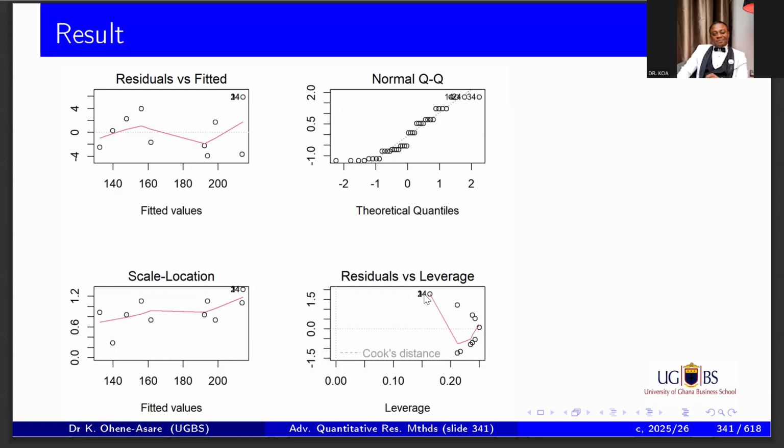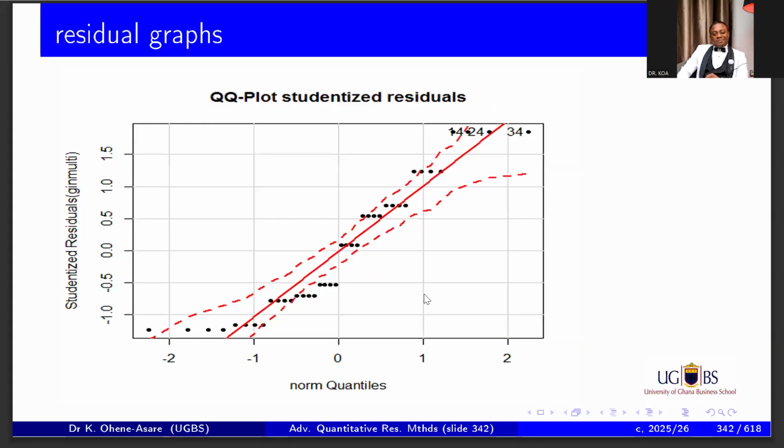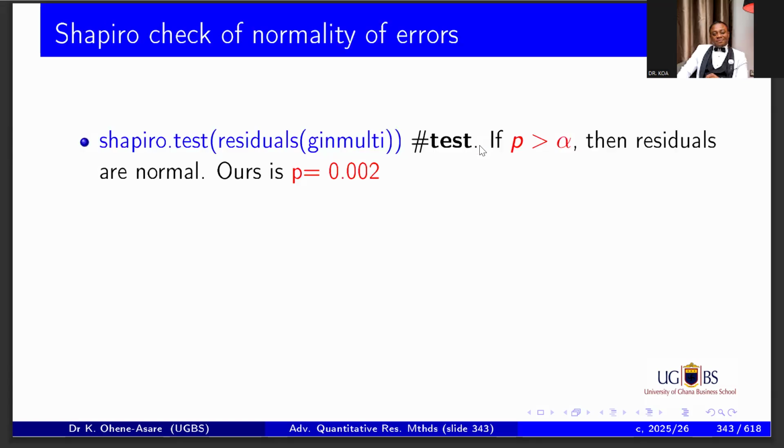So at least it helps you to know whether the residuals are normally distributed and which observation might be a problem. It's not really a problem for this one, but this is the QQ plot, and again observations 24 and 34 appear to be flagged. So you may choose to remove these particular observations and run the model again to see. But this is our Shapiro test, which confirms everything.